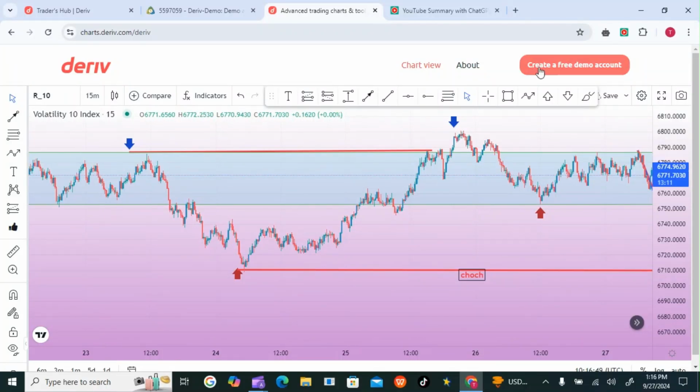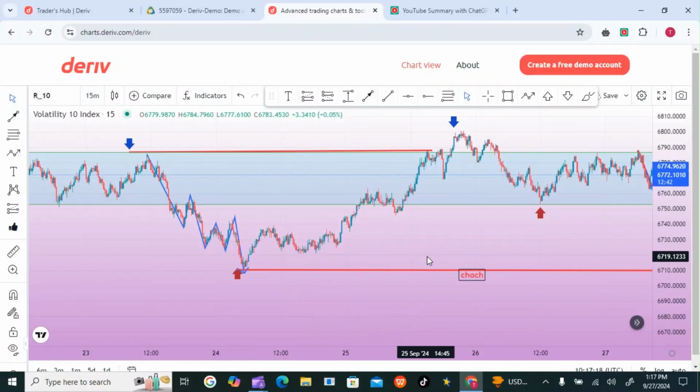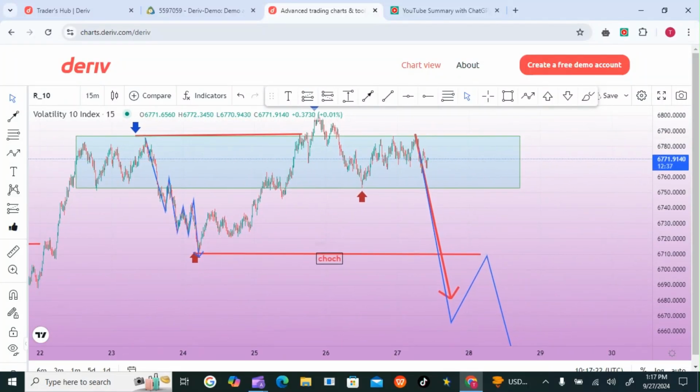As I told you, remember, the market moves creating higher highs and higher lows, or either creating higher lows and lower lows. That's how the market moves. So with that, you can see how this market was creating higher lows and then lower lows. That's how the market was moving. So we are now at a zone of concern.